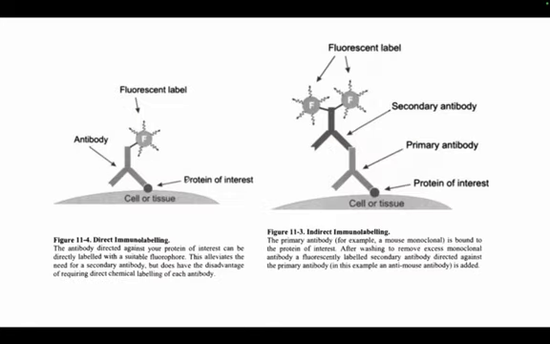Like we discussed in techniques such as ELISA, we can do this immunolabeling either in a direct or indirect manner. In the direct manner, the antibody is already conjugated with our fluorophore. So we will use only one antibody. It is going to bind to our protein of interest, and it has the fluorescent label already on it.